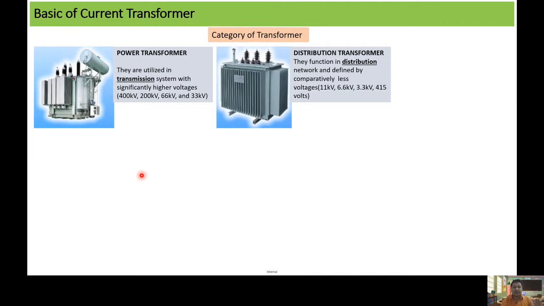Let us quickly understand the different categories of transformer. The first two categories are power transformer and distribution transformer. Power transformers are utilized in transmission systems with significantly high voltages, which is mainly 33 kV and above. Distribution transformers function in a distribution network and are defined by comparatively lower voltages when we compare with power transformers. Another significant difference which will help you understand these two transformers is that a power transformer connects the generating station to the substation, and a distribution transformer connects the substation to the end user.